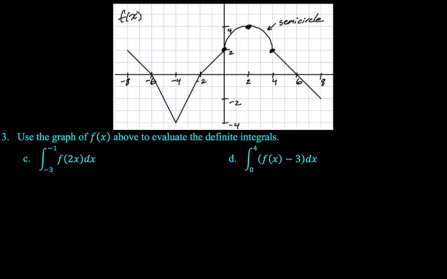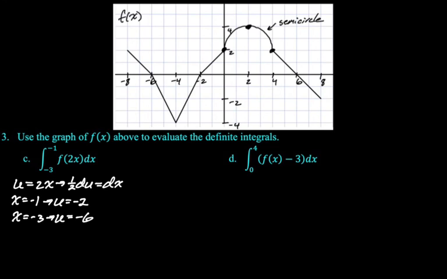All right, next up. We want the integral from negative 3 to negative 1 of f(2x) dx. So this is a u substitution problem in my mind. I'm going to say u is 2x, which makes 1/2 du equal dx. So we can sub for dx. Now we have to change the bounds. Forgetting to change the bounds is probably the number one mistake people make here. If x is equal to negative 1, u is going to be negative 2. And if x is equal to negative 3, u is going to be negative 6. So really, we're trying to do 1/2 the integral from negative 6 to negative 2 of f(u) du.